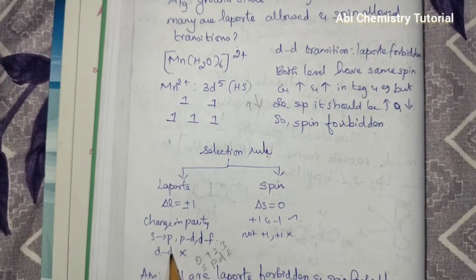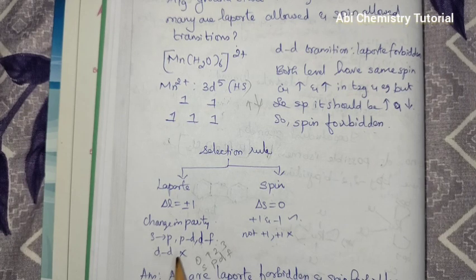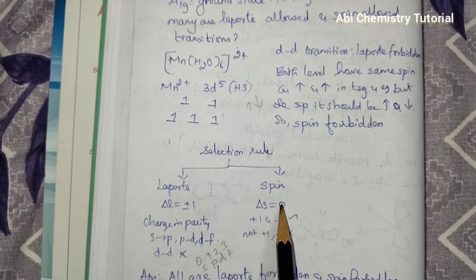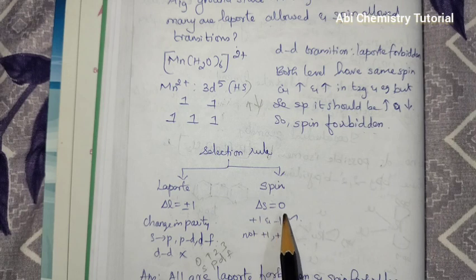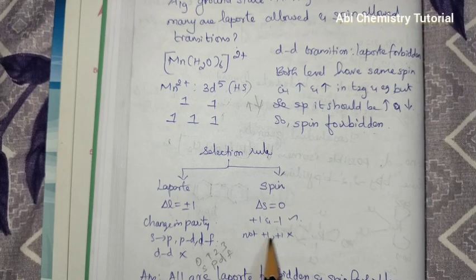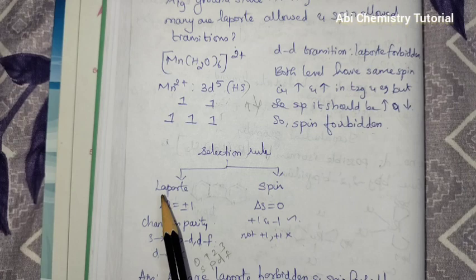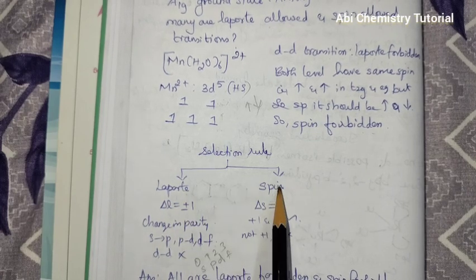And it should not be D to D or P to P or S to S. It is Laporte forbidden. So you know L is 0, 1, 2, 3. If it is 0, it is S, 1 is P, 2 is D, and 3 is F. So also in case of spin allowed transitions, delta S should be 0. That is, both the levels should have +1/2 and -1/2 spin electrons, not only +1/2 or -1/2. So this is the selection rule as per the Laporte selection rule and spin selection rule.